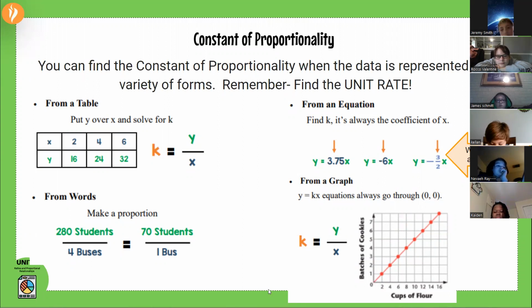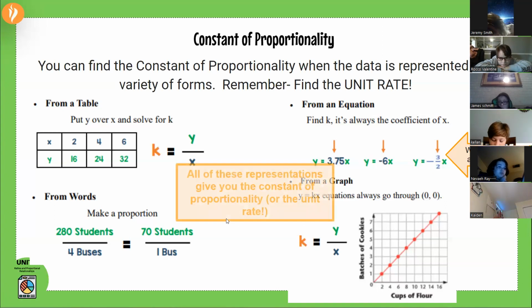All right, so you have 4 different ways of finding the constant of proportionality. From a table, you would divide y by x. With words, you could make proportions this way. As long as your denominator is 1, the top number is your constant of proportionality. From an equation, y equals a number times x, whatever number is being multiplied by x is your constant of proportionality. And from a graph, as long as it's straight and goes through the origin, it is proportional.